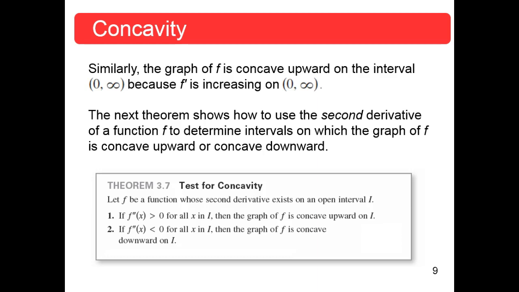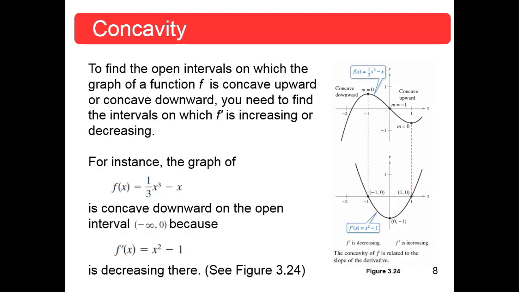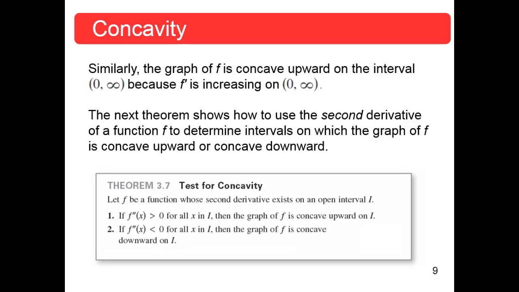Now, the other way, I'm not doing the way the book does. Here, the tangent line's above the graph, so therefore it's concave down. Here, the tangent line is below the graph, so therefore the graph is concave up. I don't think of it in that way, but that's what the book suggested. All right.